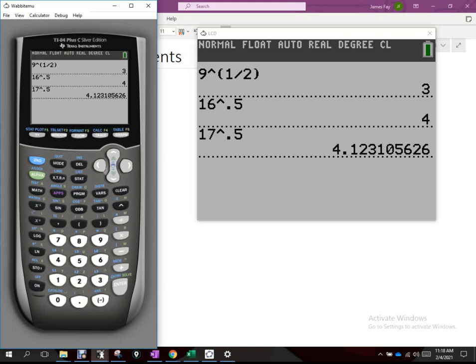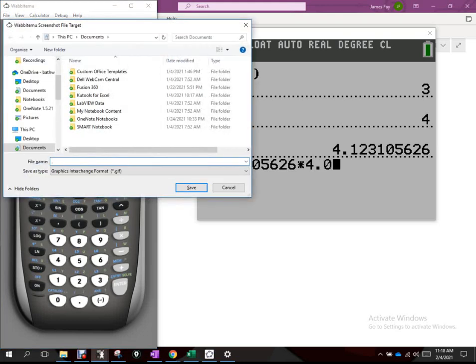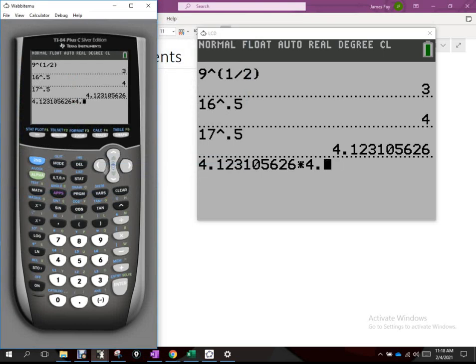So let's take that number real quick. Type it in once, 4.123105626, and then multiply by itself against the 4.123105626. Hit enter. What's it give you? 17. Sorry.